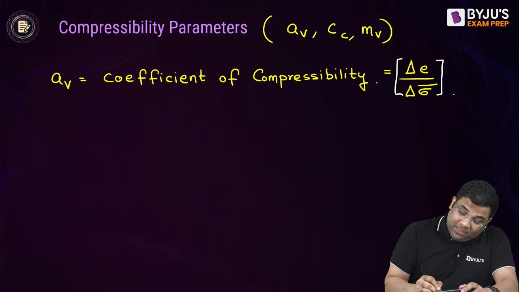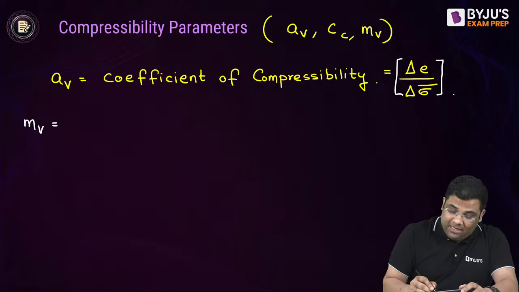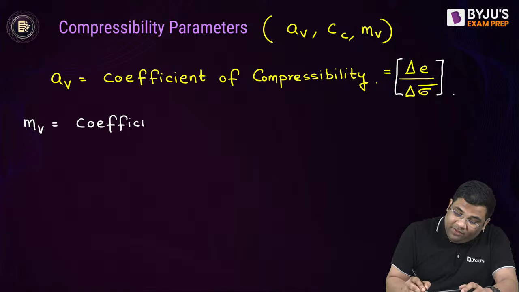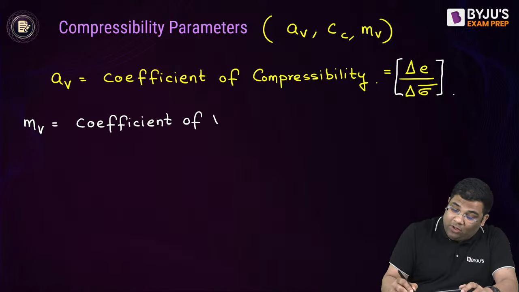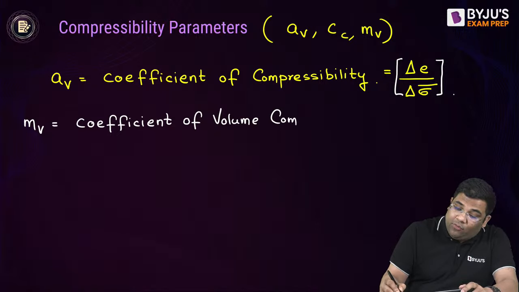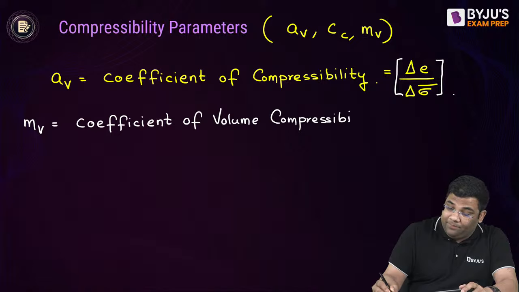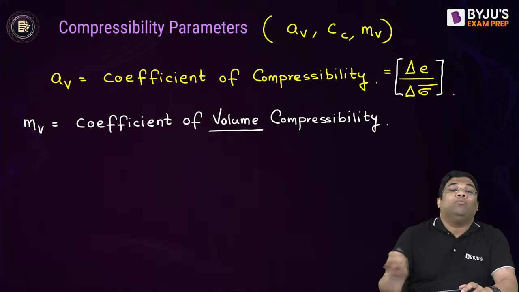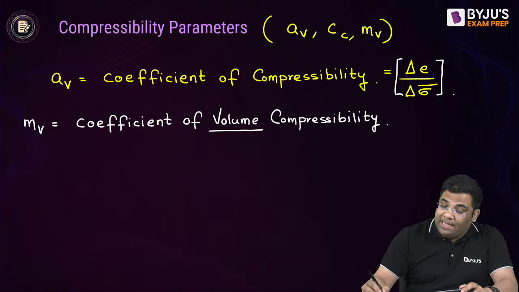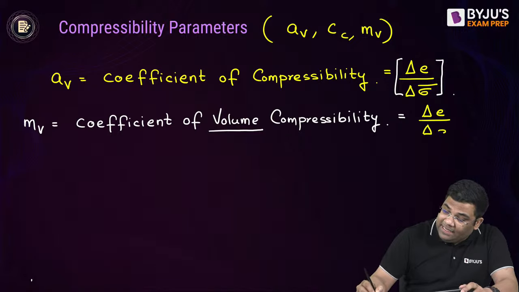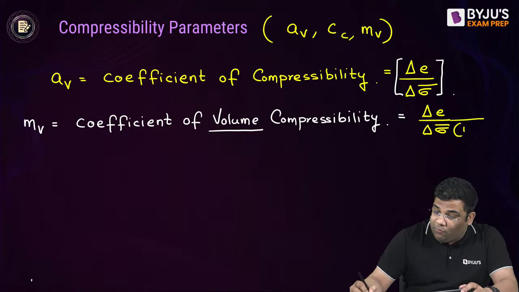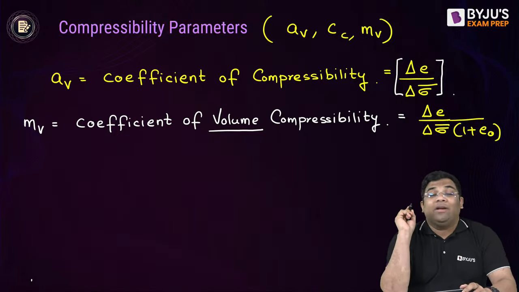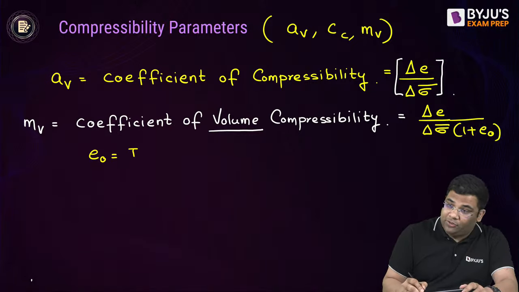coefficient of compressibility. Now there's another term where students get confused, that is MV. What is this MV? This MV is similar to AV with a minor difference. It is the coefficient of volume compressibility. You can see the difference is this term volume, coefficient of volume compressibility, and this is given by MV. This is also the ratio of delta e by delta sigma with an additional term, 1 plus e naught, where e naught is the initial void ratio. So this is the AV and MV.